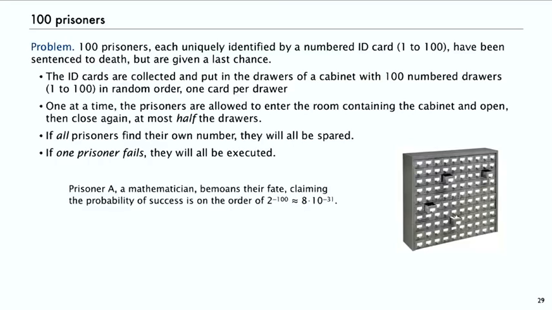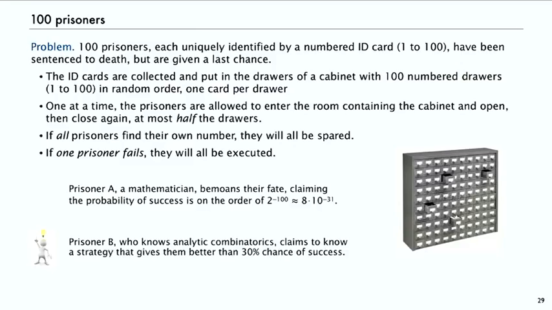Now one of the prisoners is a mathematician, prisoner A, and he says, well, this is hopeless. We're all going to die because we can each only open 50 drawers and they're randomly ordered. That means we each have only a chance of 1/2 of finding our number, and there's 100 of us. So the chance that we'd all find our number is 2 to the minus 100th. And that is an exceedingly, unbelievably small number. We have no chance. In fact, it won't take too long before somebody can't find their own number.